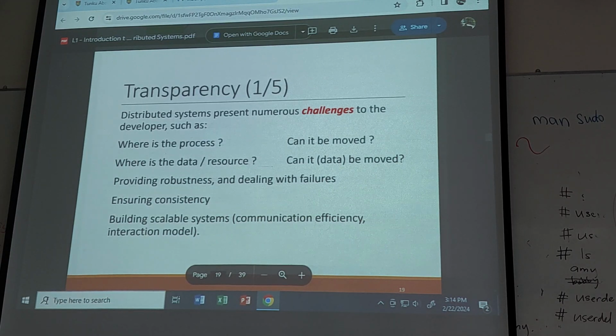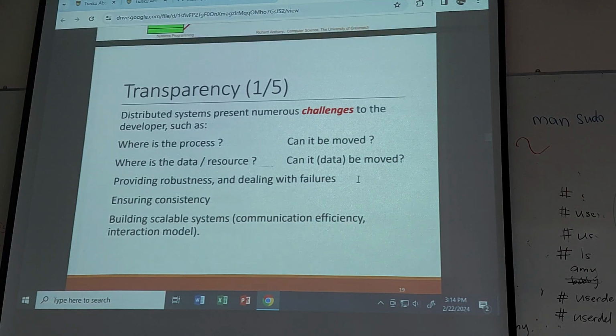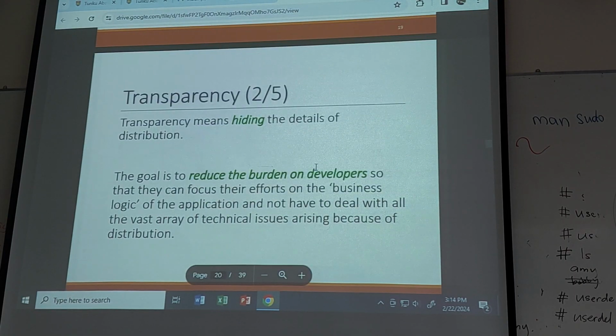So consistency means the data is consistent throughout, no matter what happened to your data, whether it's corrupted or not. When the data gets moved somewhere else, you don't see any change there, the data must be consistent. Okay, so transparency, part 1 is that.